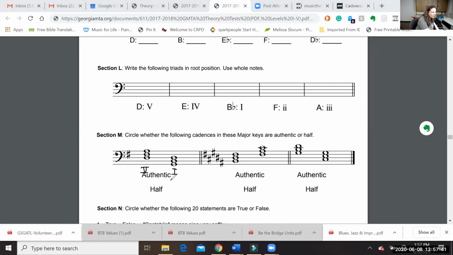I'm going to circle authentic because that is my correct answer. Okay? Let's take a look at the next one.